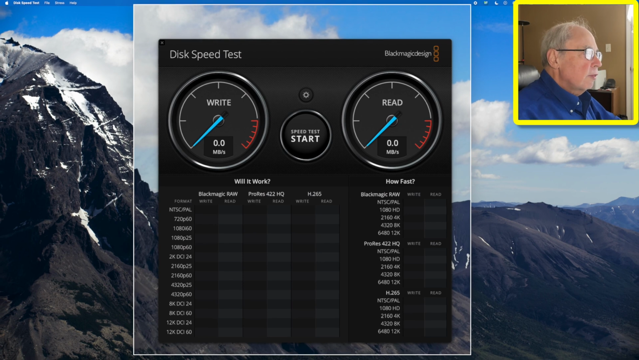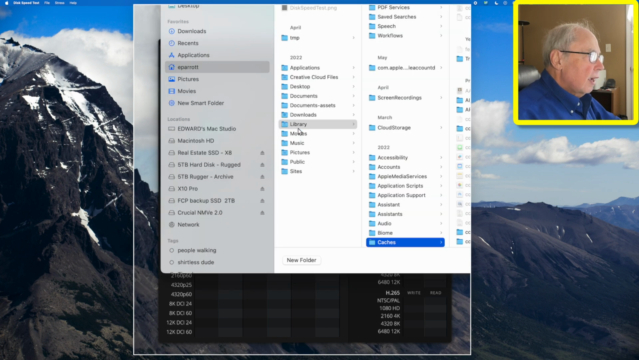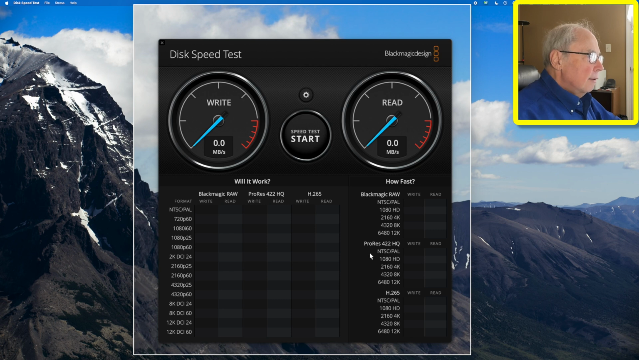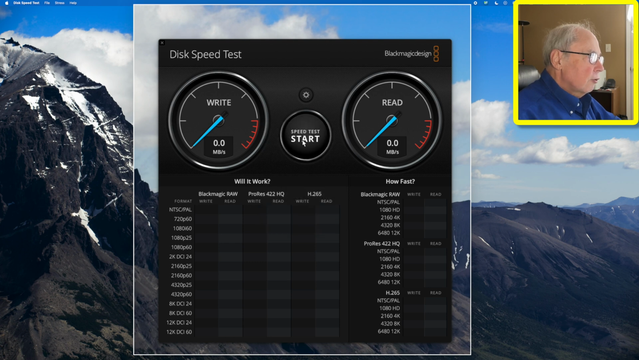So now, with the noise test out of the way, let's take a look at our speed. So we're using the Blackmagic disk speed test, which is pretty standard. And select the target drive, and that is going to be the Crucial NVMe 2.0. So we select that and open it. And I had previously set this for a 5 gigabyte test. So let's see what she does.